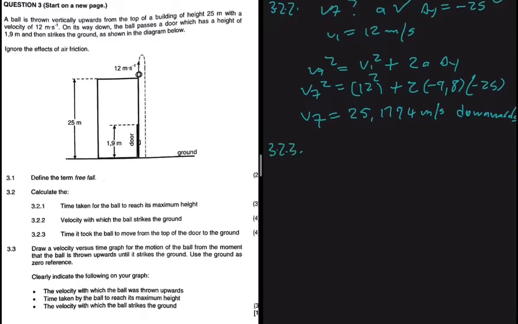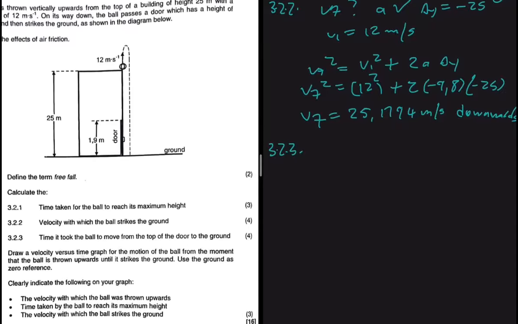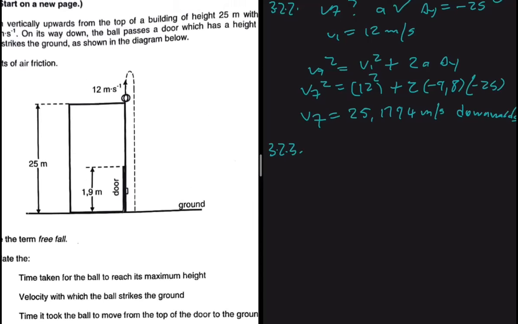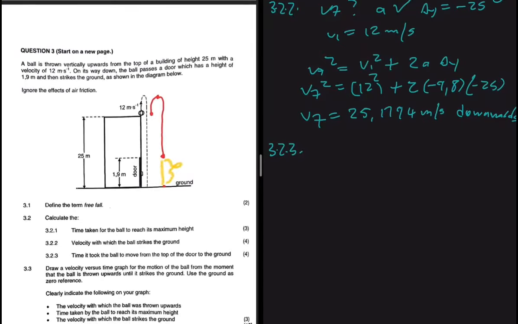Now the only question that is a bit tricky here, I think, is 3.2.3. You have to be extremely sober to do this question. So we're looking for the time it took the ball to move from the top of the door to the ground. So let's come to a sketch. The ball is coming from the top, and then we go to some maximum height, and then as we go down, we pass the door at some point in time, and then we keep going down until we are on the ground, right? So we're looking for the time it takes for the ball to move from the top of the door to the ground.